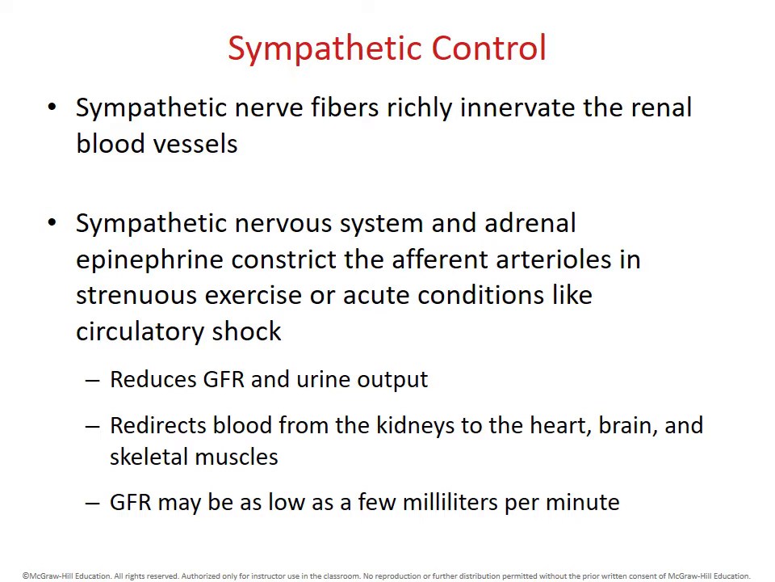And as you can see here, this can reduce glomerular filtration rates to as low as a few milliliters per minute. Remember that typical glomerular filtration rates are on the order of 105 to 120 milliliters per minute. And so this mechanism can drastically reduce glomerular filtration rates, at least temporarily. You wouldn't want to do this for a prolonged period of time, but during something like exercise, it does happen.